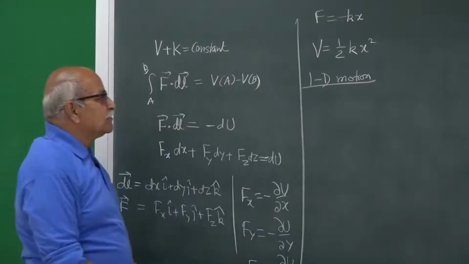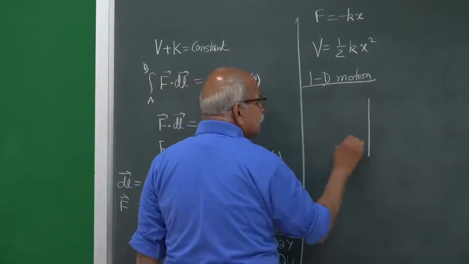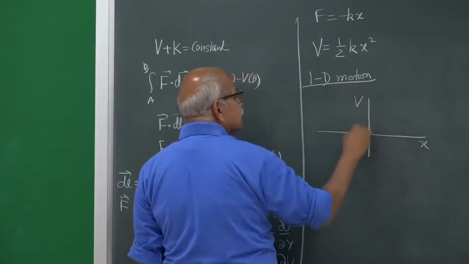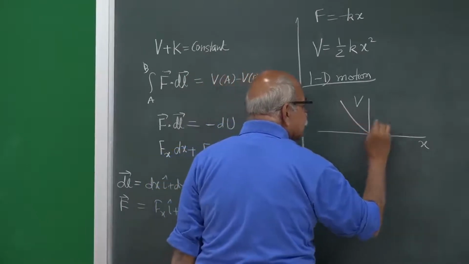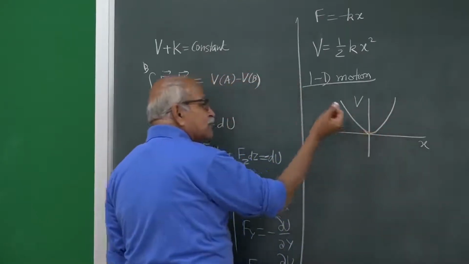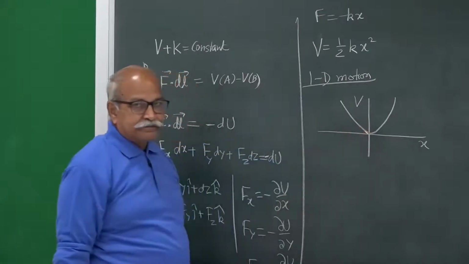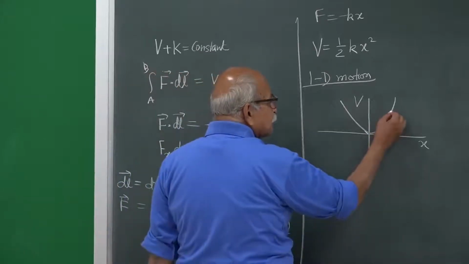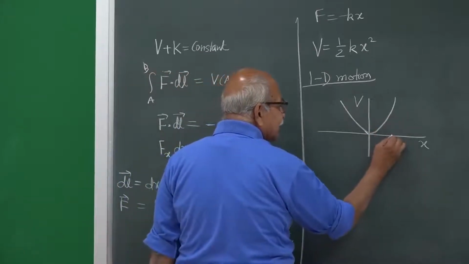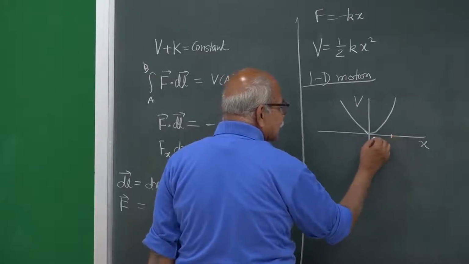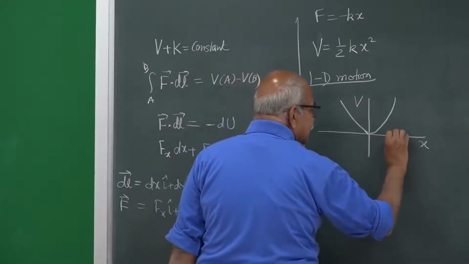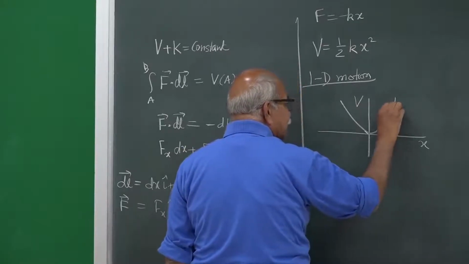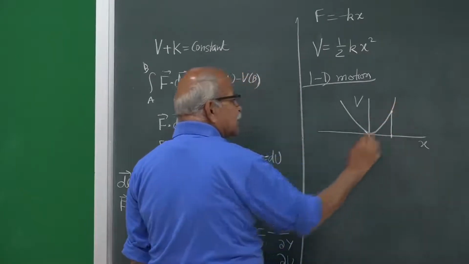Okay, so, if you plot this V as a function of x, x can be positive, x can be negative. So, if you plot this V as a function of x, it will be a parabola. It will be a parabolic function, half kx square. So, from this diagram you can work out, if the particle is here at this x, this is the origin. So, if the particle is here, then the corresponding potential energy is here, this is the point on the curve.